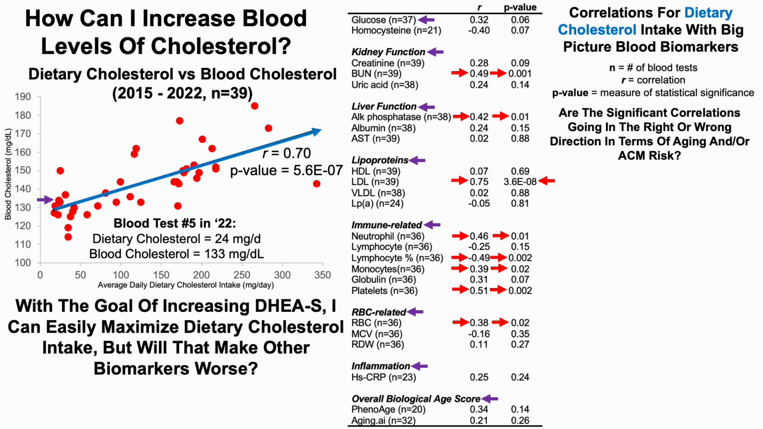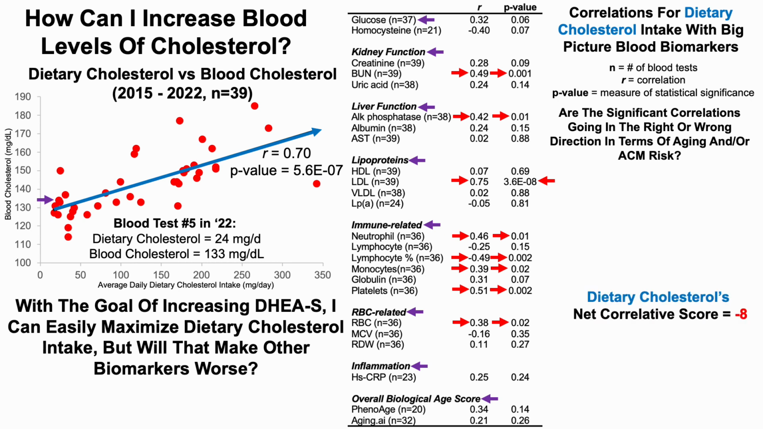Now, I've covered biomarker directionality in terms of aging and all-cause mortality risk in other videos, but just as a quick review, for example, blood urea nitrogen, alkaline phosphatase, neutrophils, and monocytes increase during aging, so having positive correlations with dietary cholesterol suggests that these are going in the wrong direction. So I've given them red arrows. If anyone's got questions on the other biomarkers and why I've given them red arrows going in the wrong direction, just leave a comment and I'll be happy to address that.